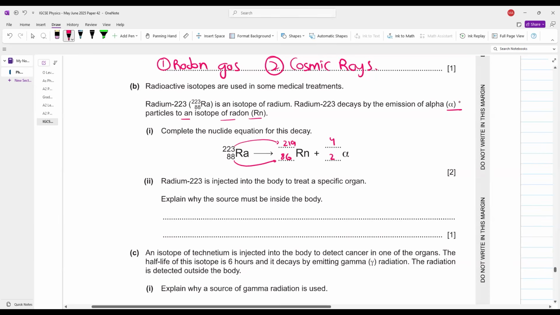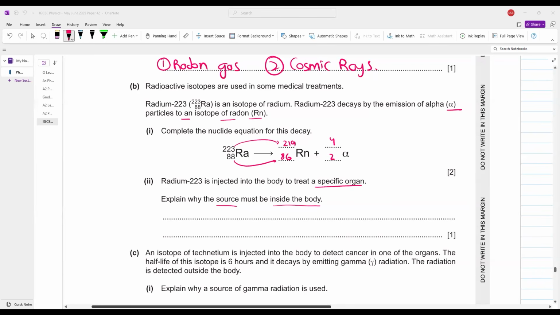Radium 223 is injected into the body to treat a specific organ. Explain why the source must be inside the body. Why do we have to place the source inside the body? Because alpha particles would not be able to penetrate the skin.